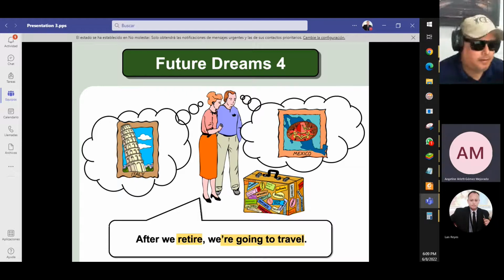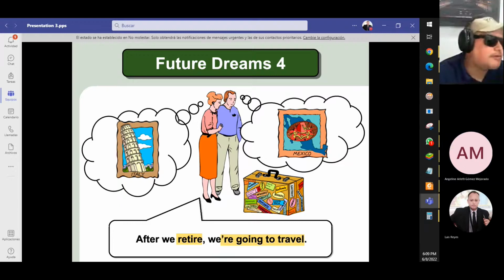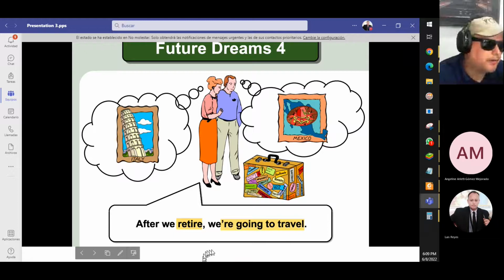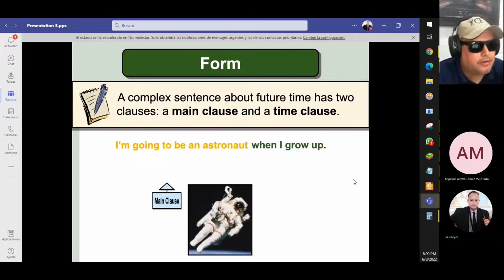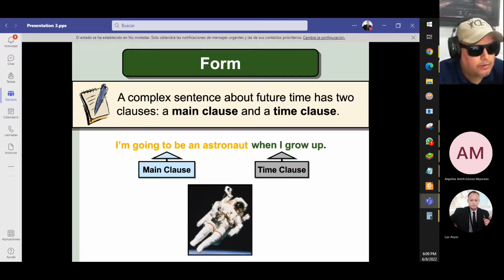After we retire, we are going to travel. After we retire. Retire es pensionarnos. Después de que nos pensionemos o nos retiremos del trabajo, ¿verdad? We are going to travel. Vamos a viajar. We are going to travel. Okay. So, how do you use the future?